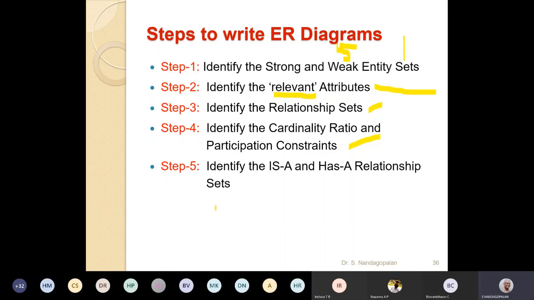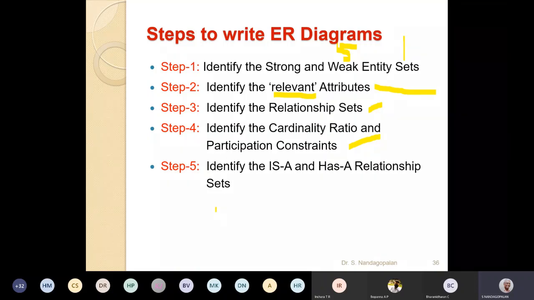You follow this notation when you write your ER diagram. Strong entity set, you have a single rectangle. Weak entity set, double line. Relationship, diamond. Like this, follow the notations which have been prescribed by Navathe, and that completes your ER diagram.